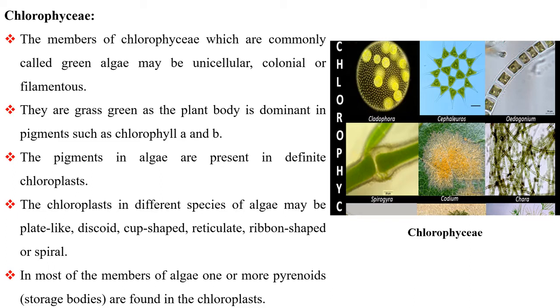They are grass green as the plant body is dominant in pigments such as chlorophyll A and B. The pigments in algae are present in definite chloroplasts. The chloroplasts in different species of algae may be plate-like, discoid, cup-shaped, reticulate, ribbon-shaped or spiral. In most of the members of algae, one or more pyrenoids are found in the chloroplasts.